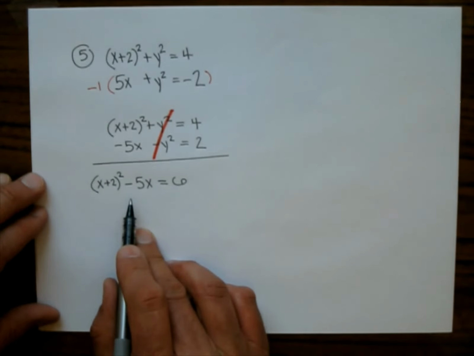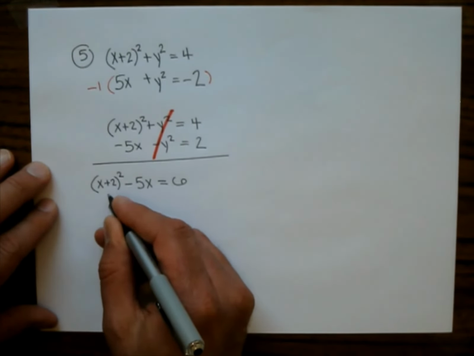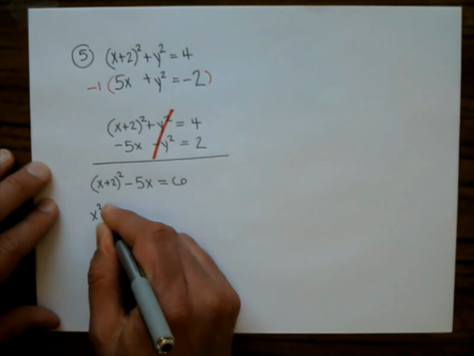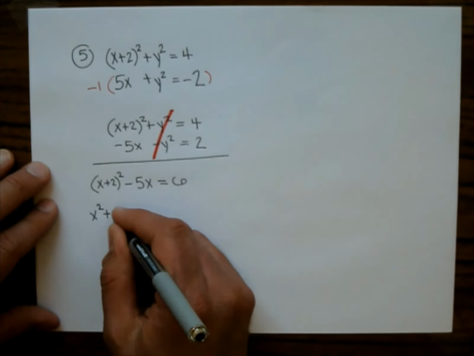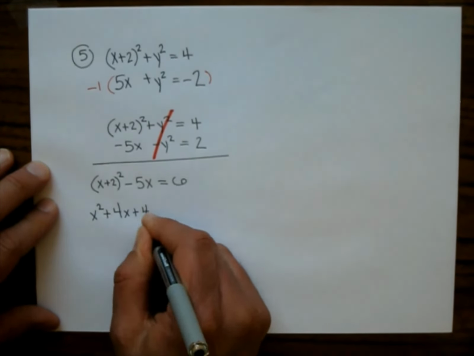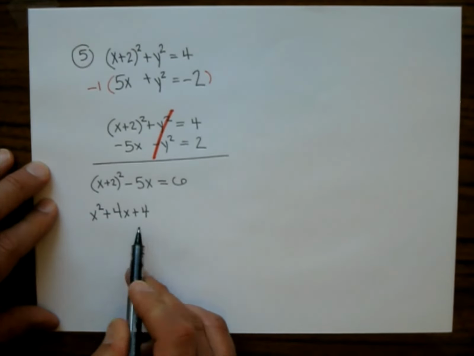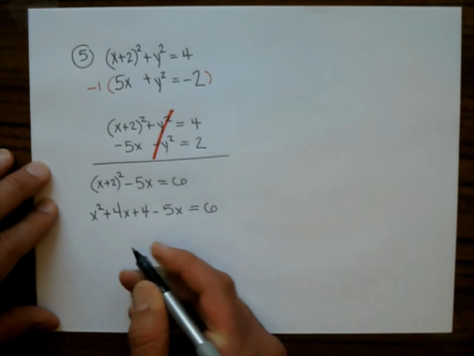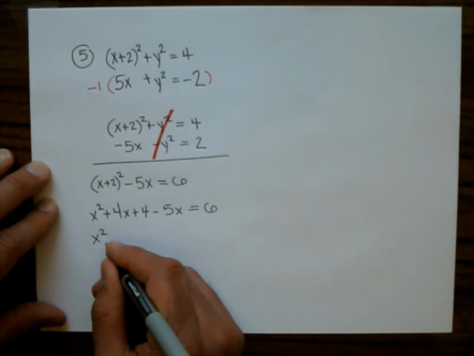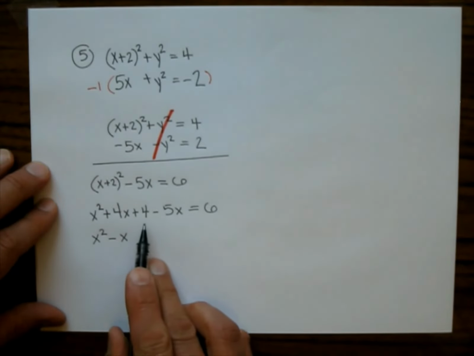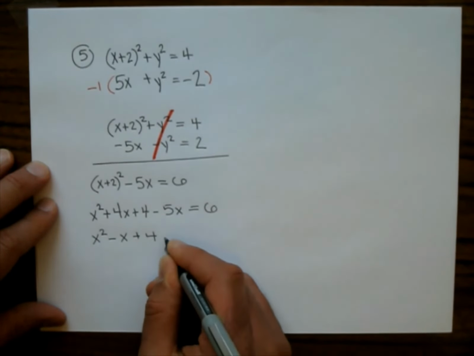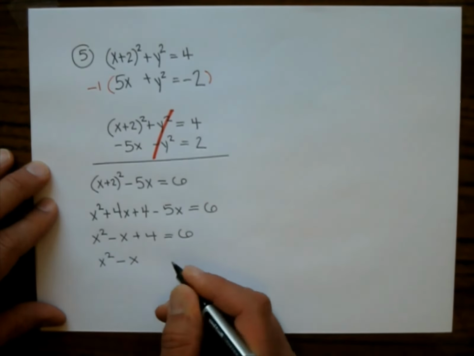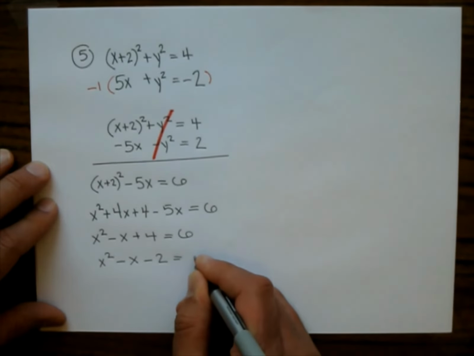Okay, I have to solve this equation for x. Let's go ahead and do that. I'm going to FOIL this out. So (x plus 2) squared means (x plus 2) times (x plus 2). So this is x squared plus 2x plus 2x plus 4. Okay, so I just went ahead and expanded that. Minus 5x equals 6. So I have x squared minus x plus 4 equals 6. x squared minus x minus 2 equals 0.